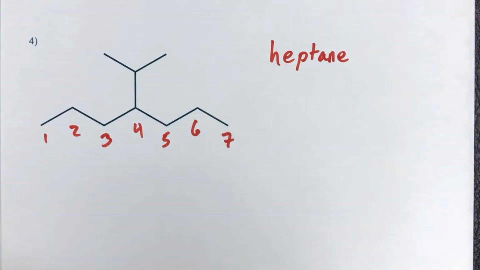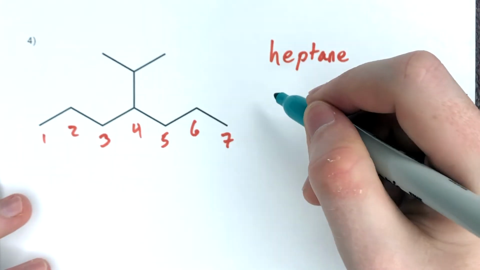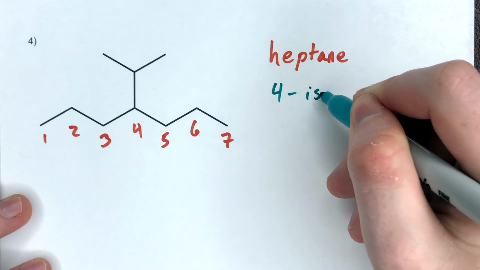And then at 4, we have this group that's called isopropyl. So if you didn't know that, there are 2 acceptable ways to name this. One is the isopropyl route. So I'll start with that and just call this group 4-isopropyl.